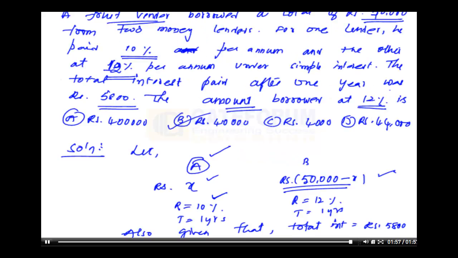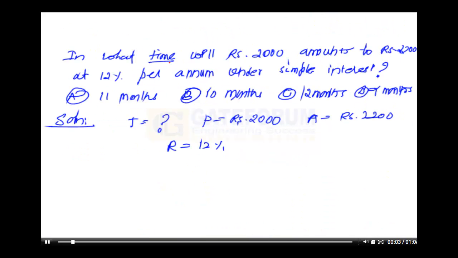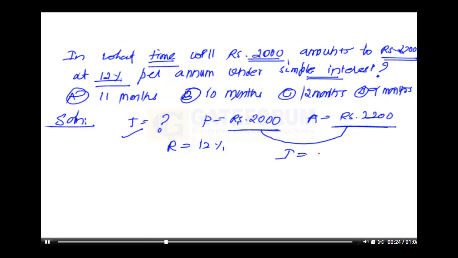We have to find the time taken for an amount of rupees 2,000 to become 2,200 at 12% per annum rate of interest under simple interest. Now we have to find T, whereas the principal is 2,000 and the amount is 2,200. Clearly we can say that there is a difference of 200, which is nothing but the interest. So the interest is rupees 200 on 2,000.